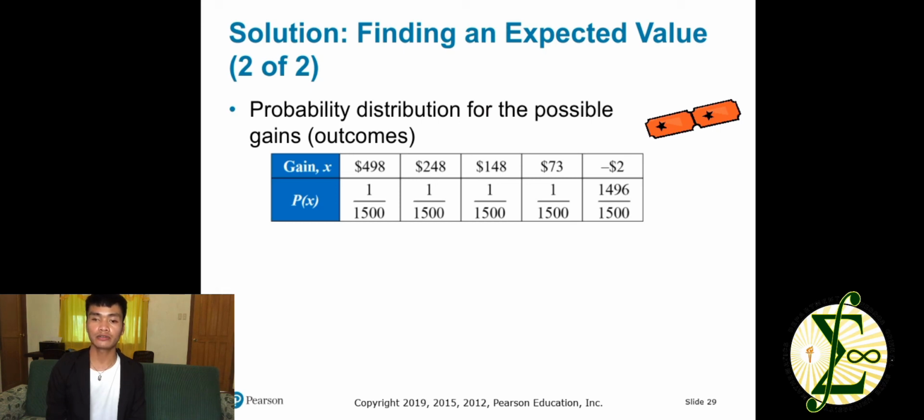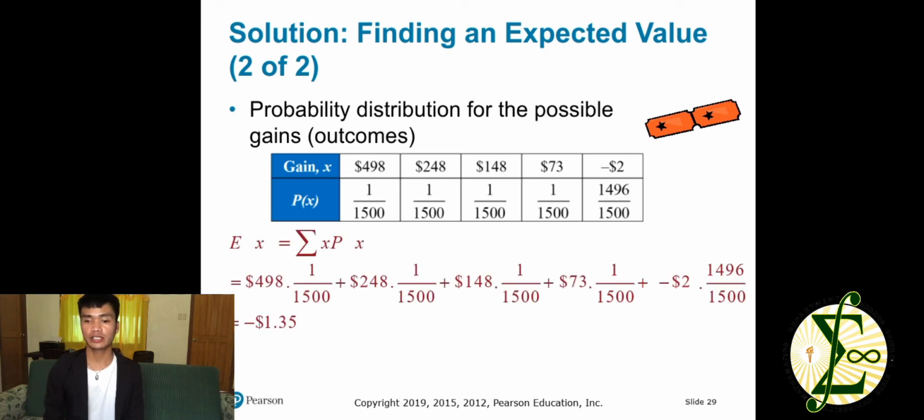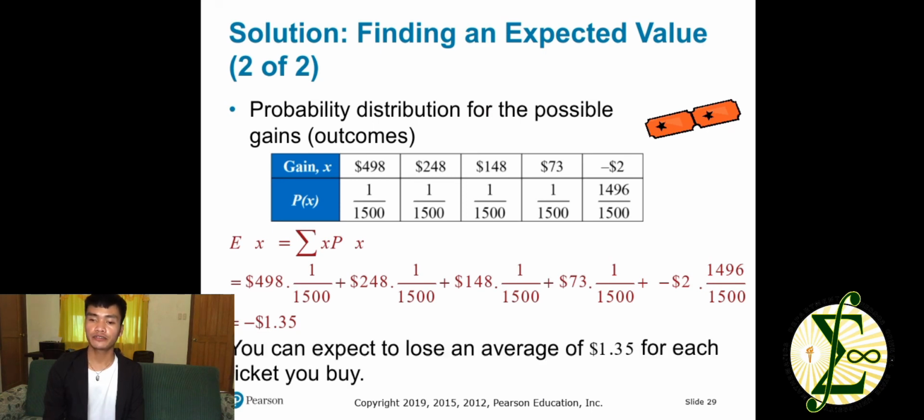So we should find the expected value. Remember that the expected value is equal to the mean of the discrete probability distribution. So the expected value is equal to the summation of the product of x and its probability. So $498 times 1 over 1,500 plus $248 times 1 over 1,500 plus $148 times 1 over 1,500 plus $73 times 1 over 1,500 plus negative $2 times 1,496 over 1,500 will be equal to negative $1.35. So our expected value is negative $1.35. So you can expect to lose an average of $1.35 for each ticket you buy.